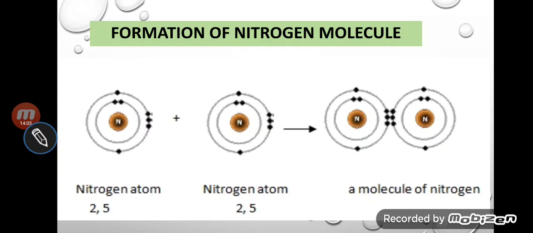In the next lecture we will talk about when different atoms combine, what is called a compound. I'll make you understand, and also I'll make you understand the difference between a molecule and a compound, when we will say molecule and when we will say compound.